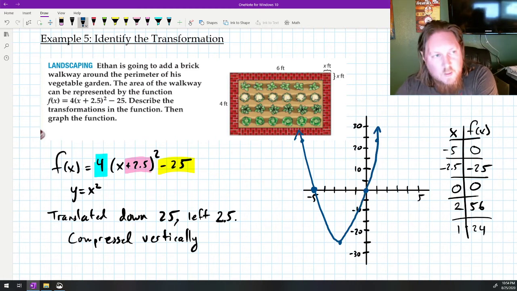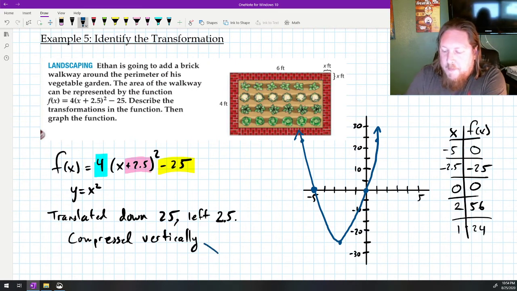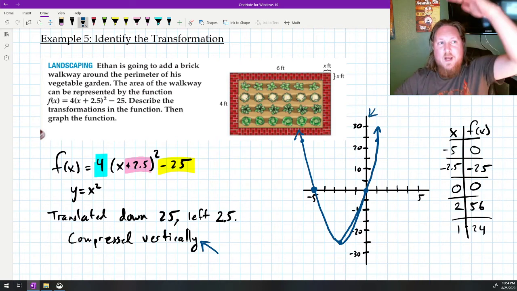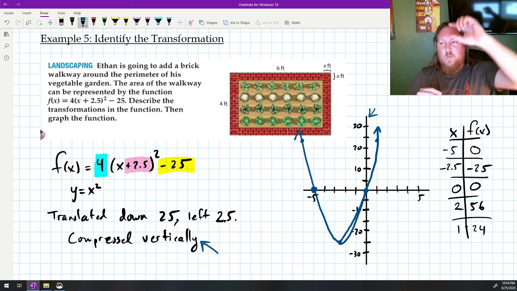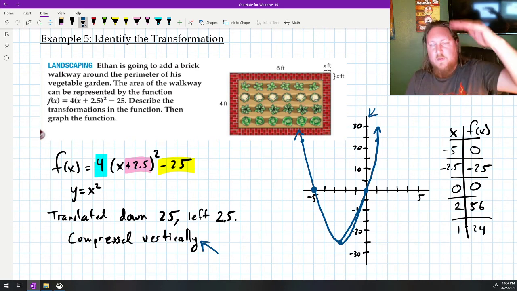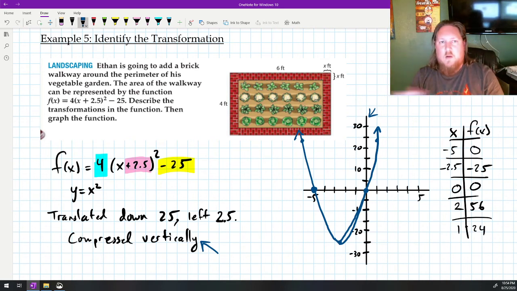Now, one thing to notice on here, the compressed vertically part is not very visible, but that's because we compressed the y-axis. We made every unit worth 5 units. So that's why that compressed vertically part isn't very visible. If we kept it as a unit for each one, it would have been huge. I would have had to zoom out. I would have had to do all kinds of weird stuff to make it happen.